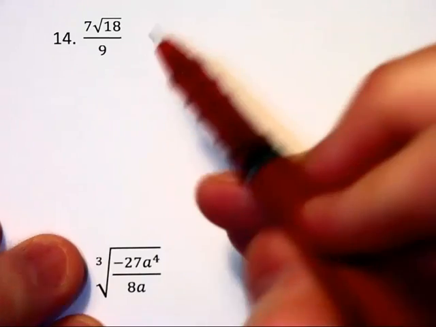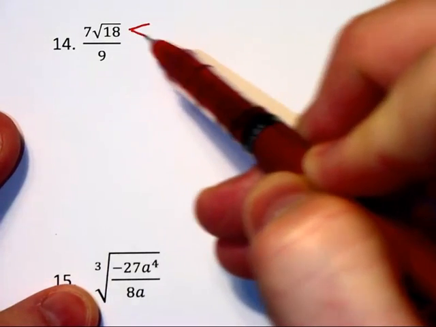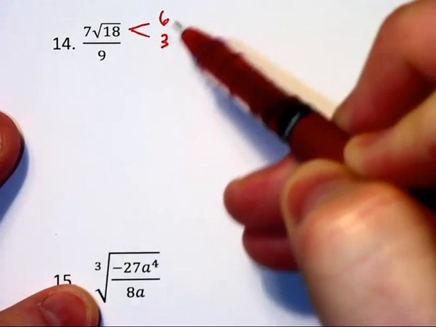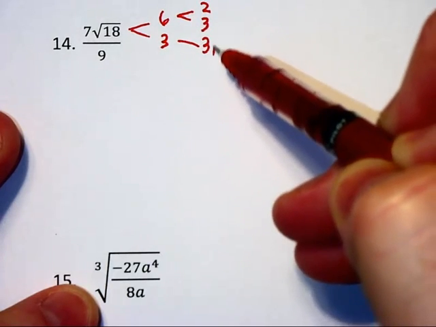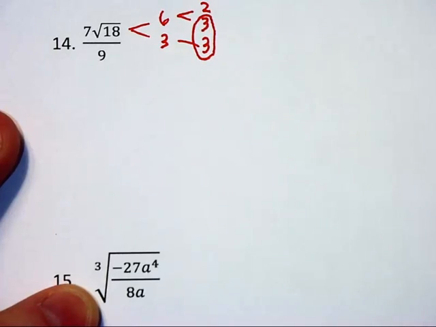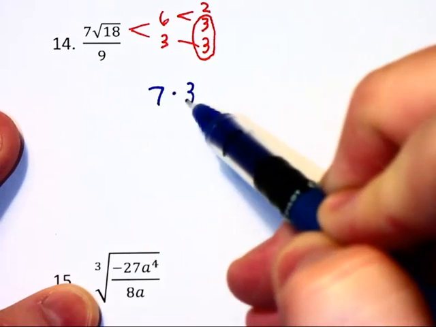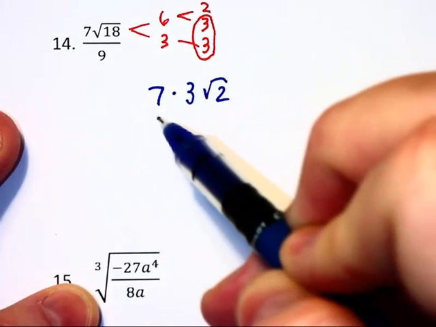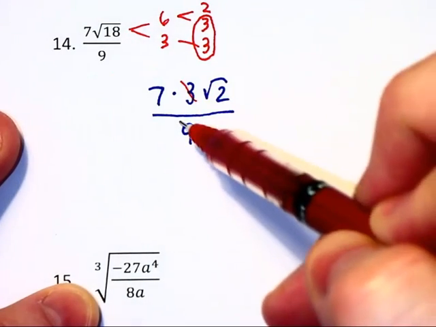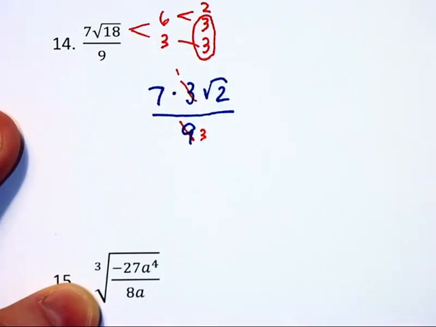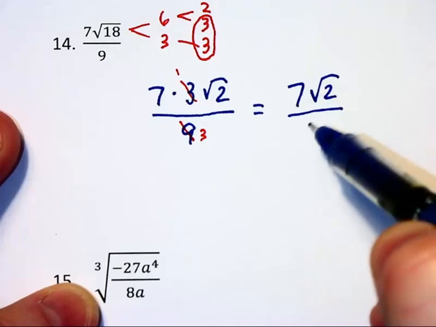For number 14, we can break down this 18. I'm going to do this with a sideways factor tree. That gives me 6 times 3. My 6 can become 2 times 3, with a 3 I've brought down. And this is a square root, so I'm looking for a pair of 3's. So what do I have now? My numerator is 7 times 3 root 2. I could have made that 21, but for effect I wanted to show you that this 3 will cancel with the 9. That gives me 1 and 3 there. And this will finally reduce to 7 root 2 over 3.